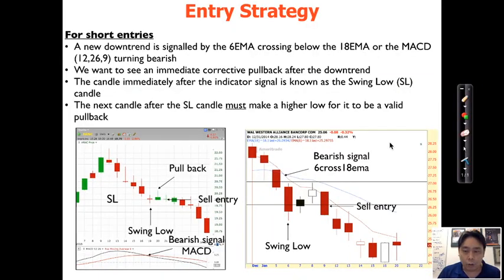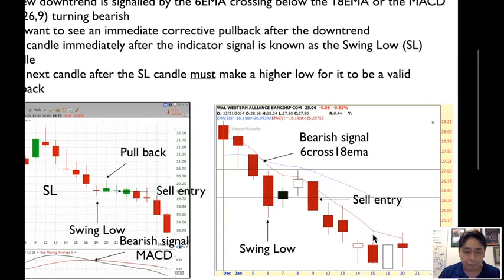Okay, so on the right we have a 6 crossing below 18 EMA. That's the red dotted line crossing below the blue dotted line. That is a bearish signal from our 618. So the moment you see that signal, the next candle has to be the swing low candle. Remember, right after the cross, you need that swing low candle.